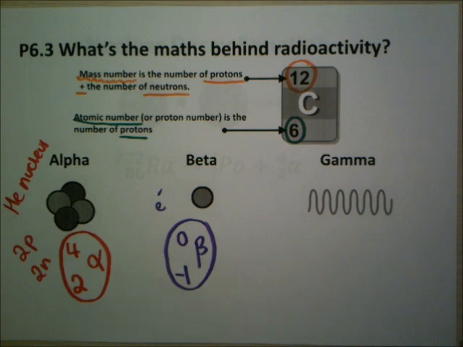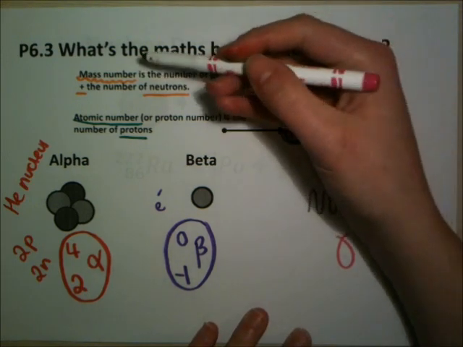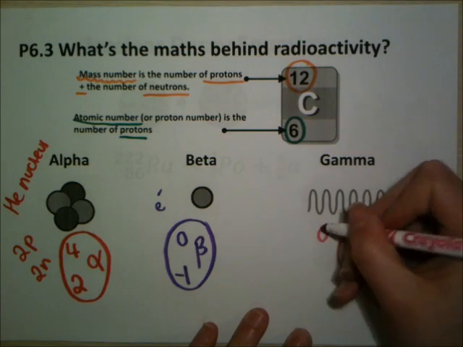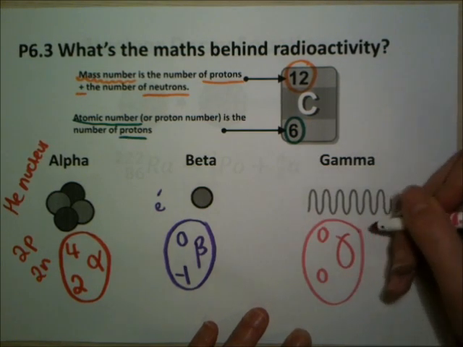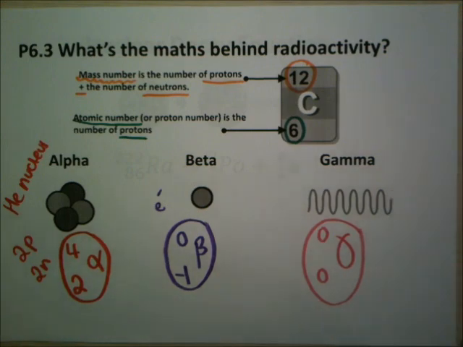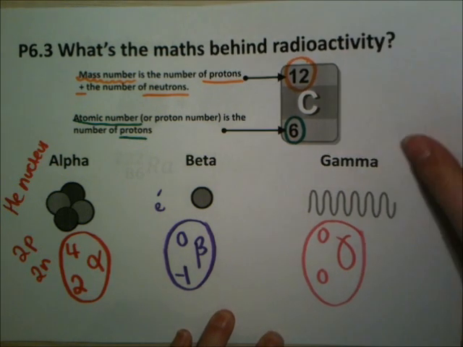Finally, we come to gamma. Gamma has the Greek symbol gamma like this. The number of protons and neutrons is 0 because it's a wave. The number of protons is 0 because it's a wave. So this is my symbol for gamma. Because it's not a particle, it doesn't have any numbers on its label. This is important because we're going to look at something called nuclear reactions or nuclear decay equations.